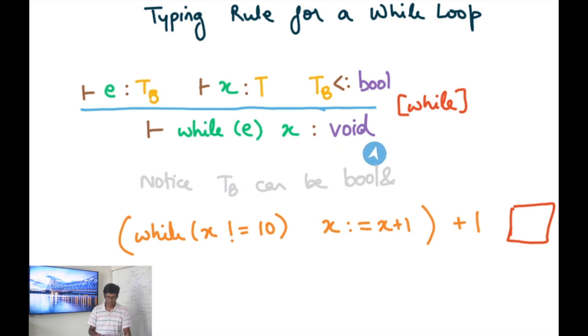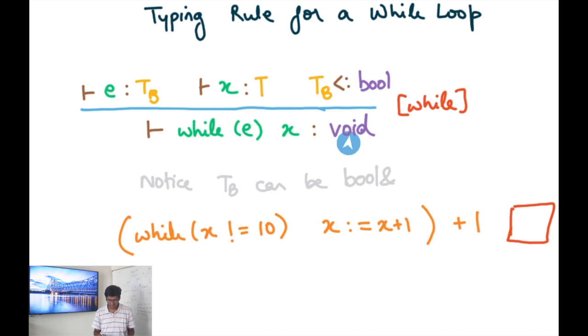Notice that first of all, e can be of type tb such that tb is a subtype of bool. For example, e can be of the bool reference type. This is a similar generalization that we saw on a previous slide. X can be of any arbitrary type t, and this expression here is of type void. Recall that void is a supertype of all other types, and there's no operation that is valid on a void type. This choice of using a void type for the whole while expression is interesting.